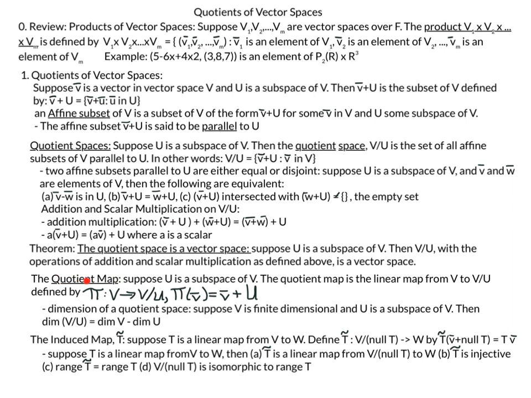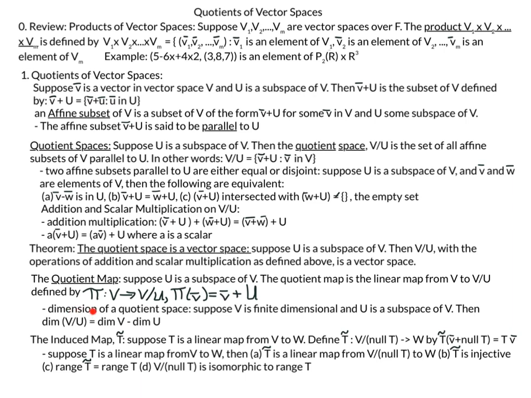Our next topic was the quotient map. Suppose U is a subspace of V, then the quotient map is a linear map from V to the quotient space V over U. So pi takes a vector v and maps it to v plus U. To get to the quotient space, we can just add our subspace U to the vector v.